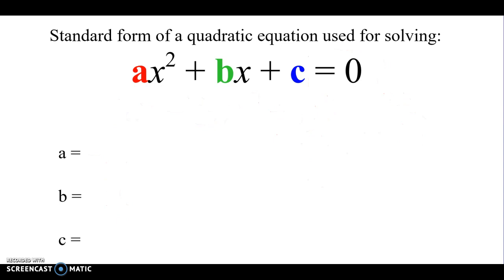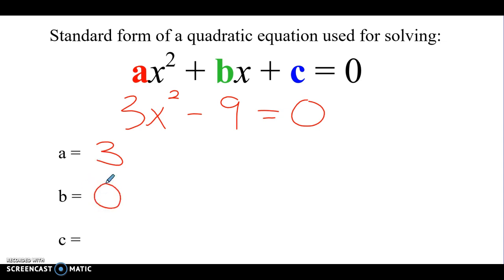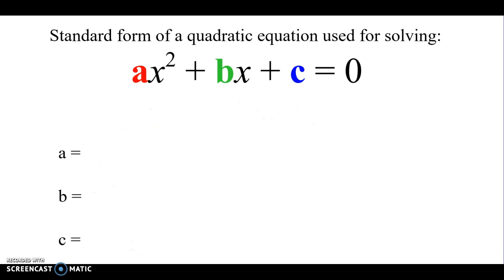Couple more. Let's say we have 3x squared minus 9 equals 0. What is a? Good. What is b? It's 0. Good. Why is it 0? There is no x. That means 0 times x canceled it out, and there's no x anymore. So it's 0. And c is not 9. Negative 9. That will change your answer totally, so be careful. Include that number.